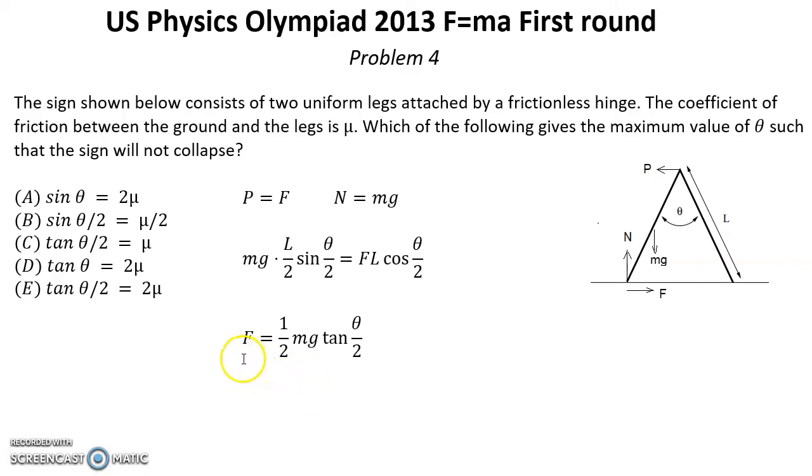That's this one. But we know that force of friction cannot exceed μ multiplied by normal force, which in our case equal mg. It will be critical for our case. If force of friction equal μ mg, we can put it here and find that critical angle will be when tangent theta over 2 equal 2 μ, which is answer E.